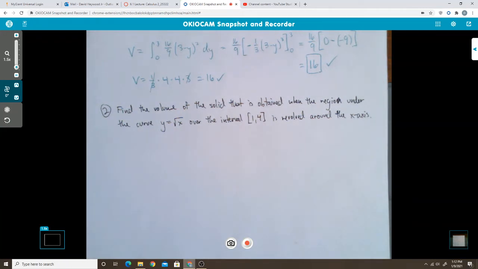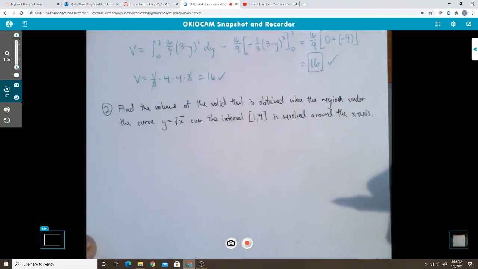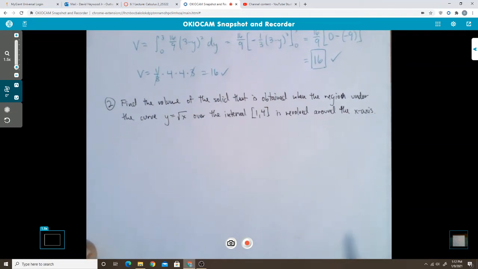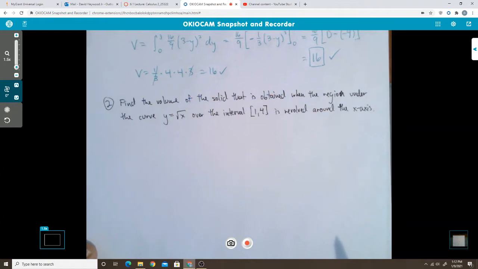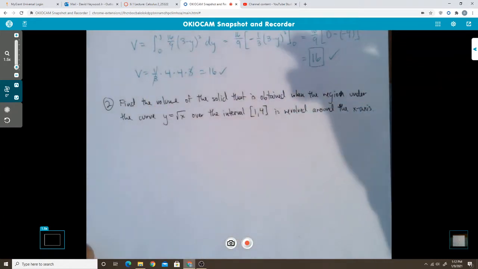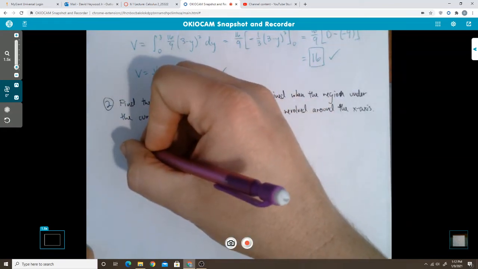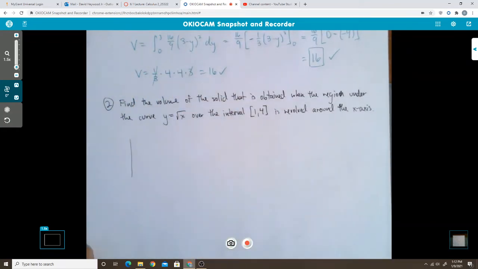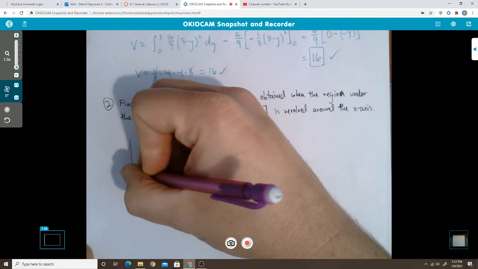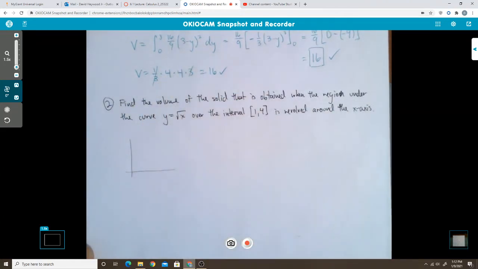Now the first step is always draw a picture, right? If you don't draw a picture, you're not going to have an understanding of what's going on in the problem. So let's draw a picture here. First of all, I think it's a good idea to just draw a picture of the region before you try to draw the three-dimensional solid that's being described. Just draw a picture of the region.